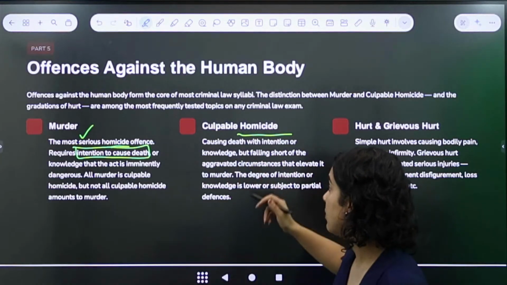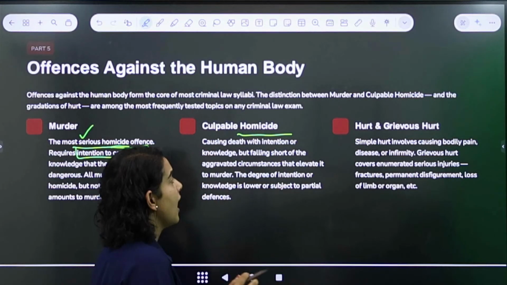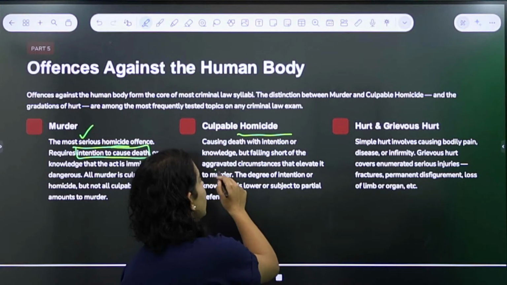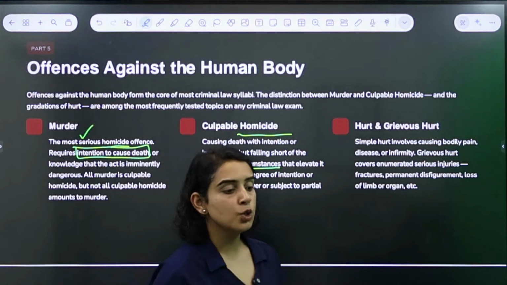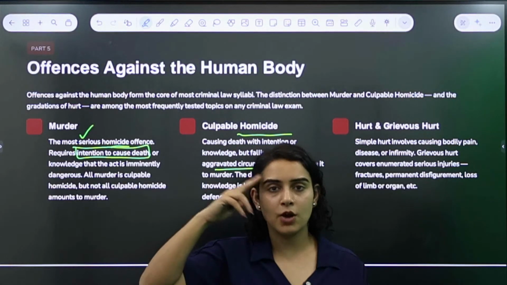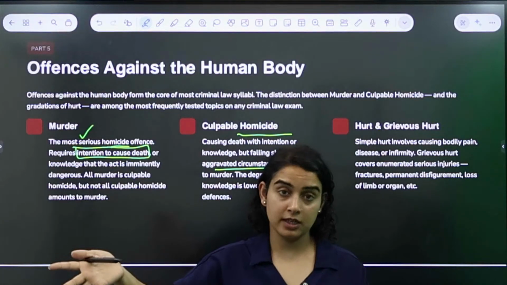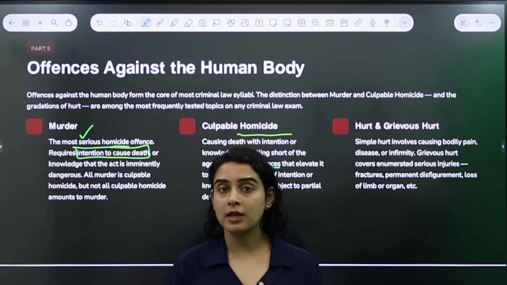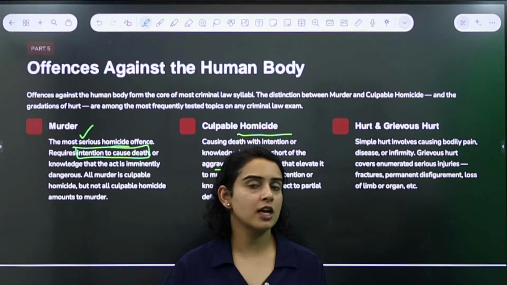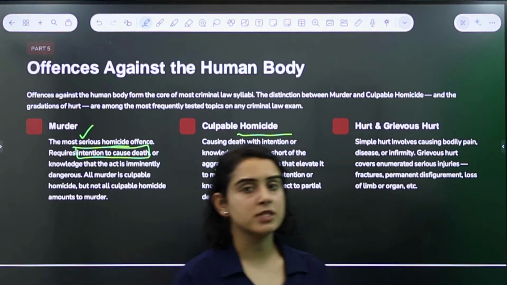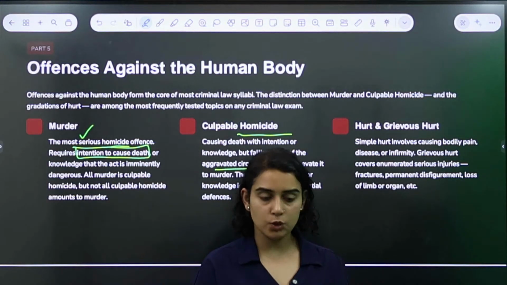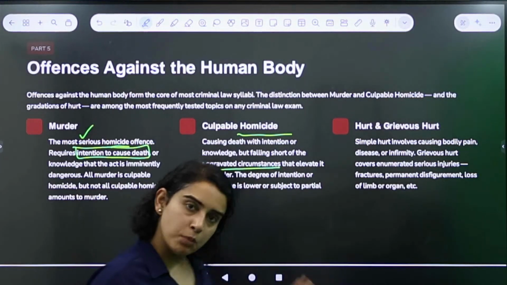Now, that's culpable homicide, where you did not have the intention or knowledge, but you did it in aggravated circumstances, where you probably got enraged, you got provoked, and you lost control for some time, and you did something which ended up killing the other person. You did not want to kill him in the first place. It was out of rage or anger or any provocation that you ended up doing that. That's culpable homicide. See, both in murder and culpable homicide, the person is losing his life, and both of them are crime.